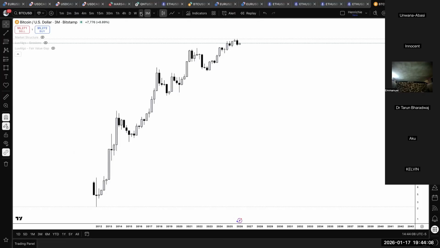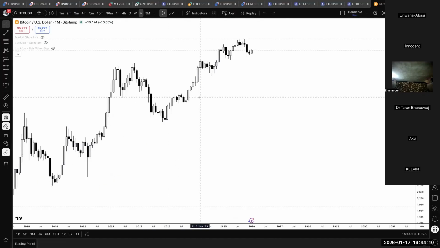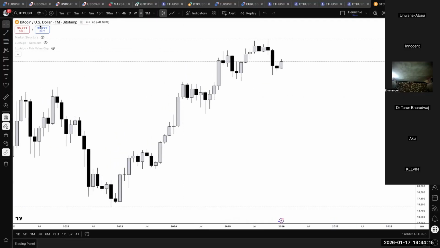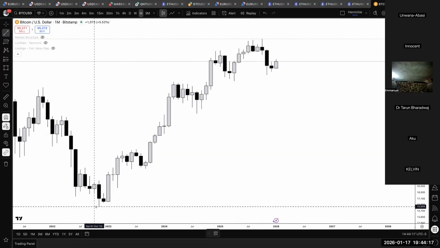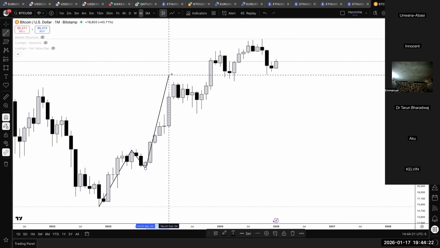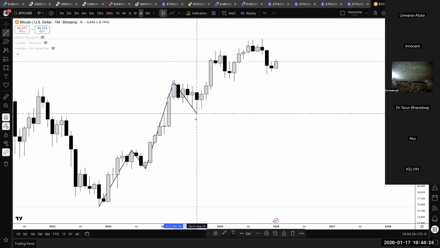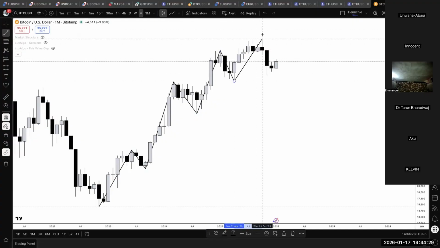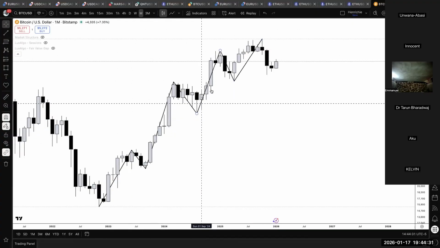I'll remove everything here, take this to the monthly. And you can also see on the monthly time frame, this is our current monthly range. From this monthly range low, you can also see how price is consistently creating higher highs, higher lows, a higher high, a higher low, and this higher high. So on the monthly range, this is still bullish.